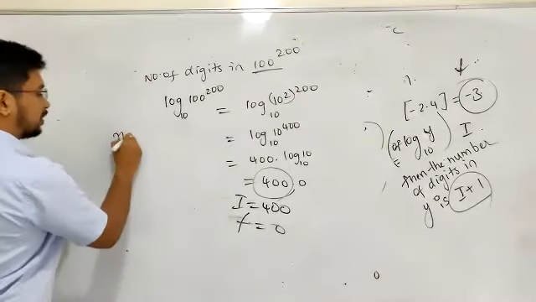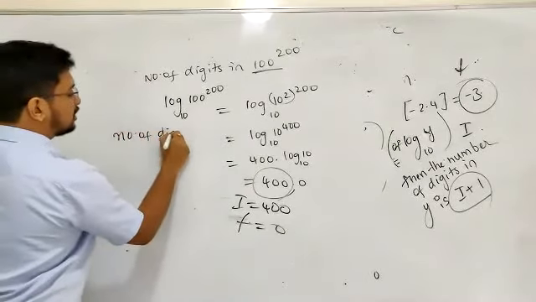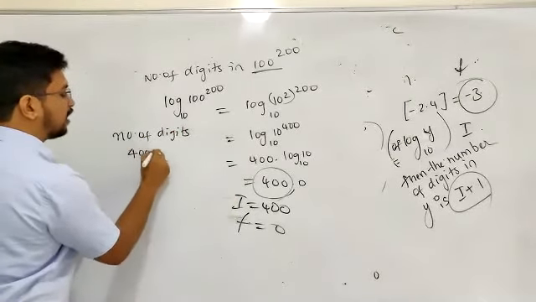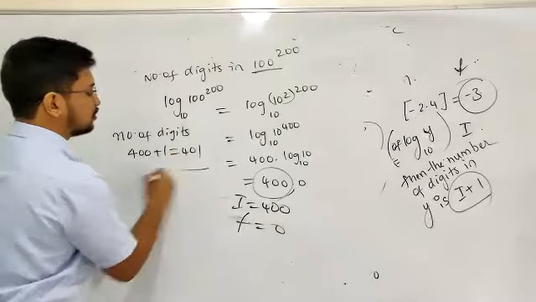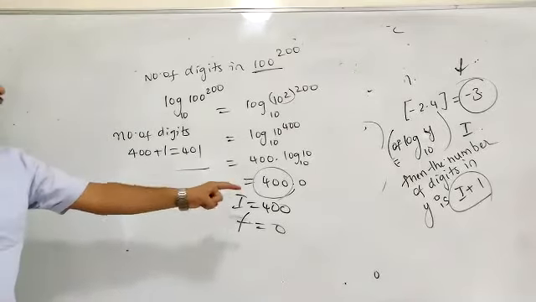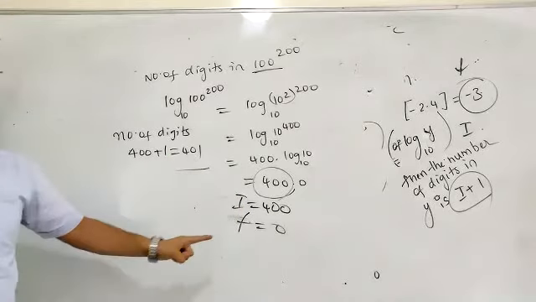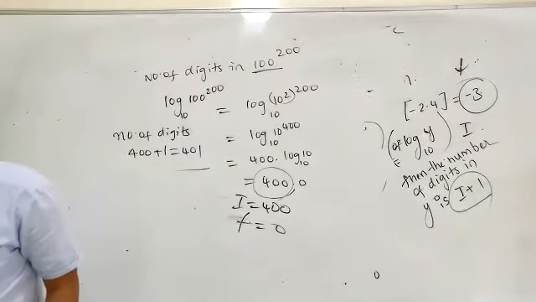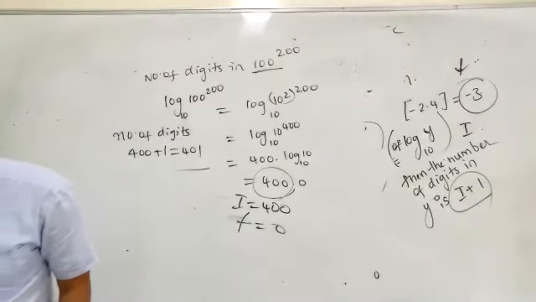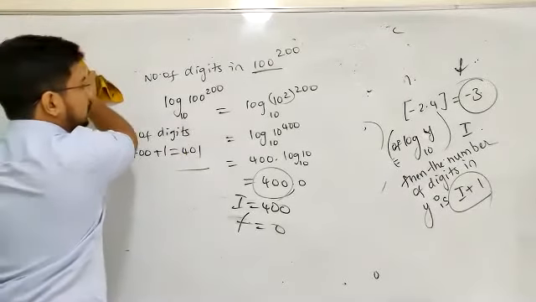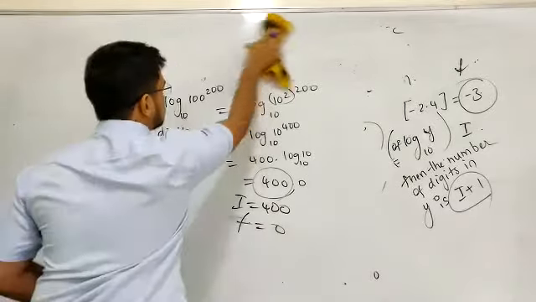I told you, as we discussed earlier, if I get the characteristic, the number of digits will be 400 plus 1, that is 401. Very good. Find the characteristic, then add 1 to that characteristic, and that will be the number of digits. Next. Hope this is clear. To find the number of digits, that is all you do.